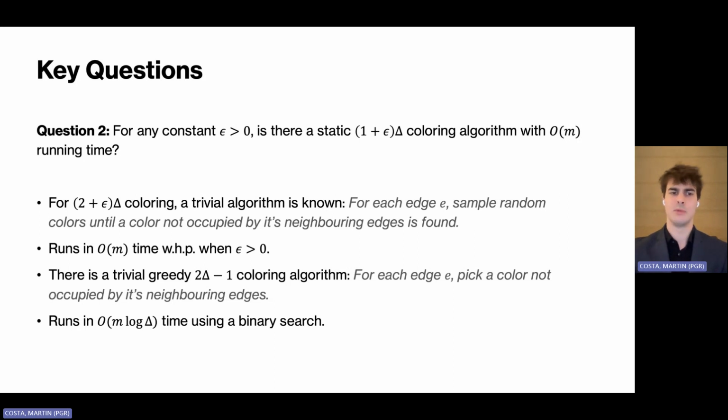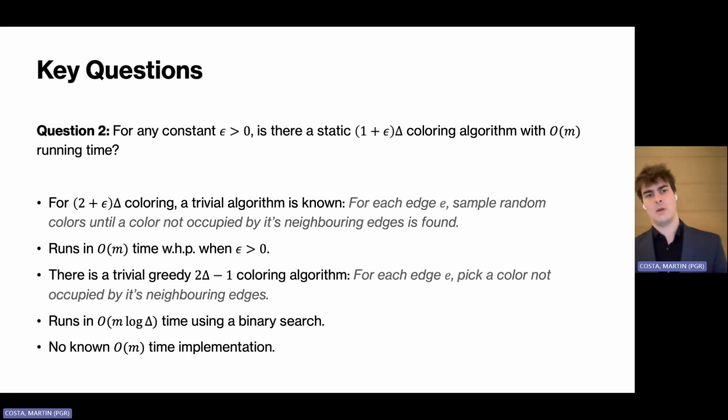We can give a near linear time implementation. We can do this in n log delta time by just doing a binary search, but it's not known how to reduce this to linear time. So even for the simpler question, the static setting, it's still not known how to get a linear time algorithm, okay?